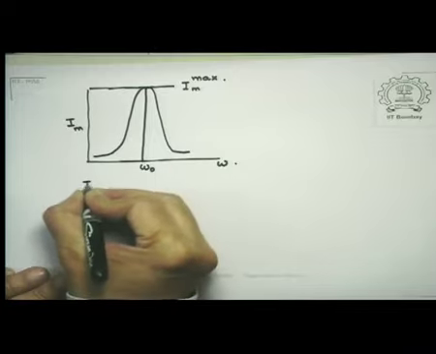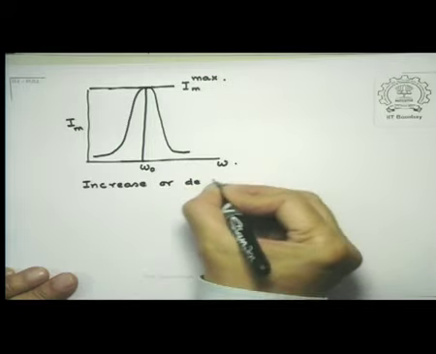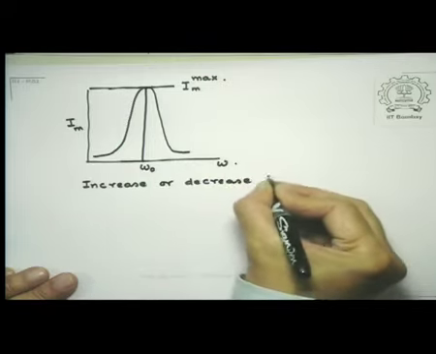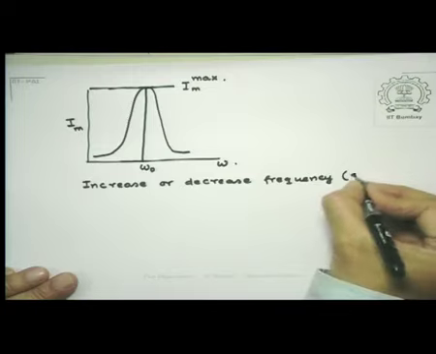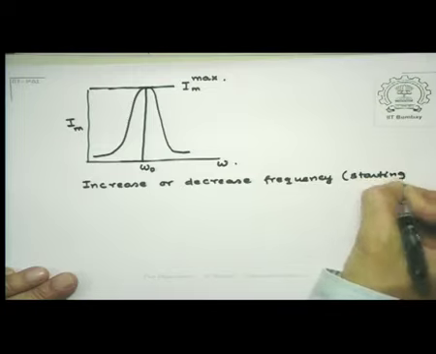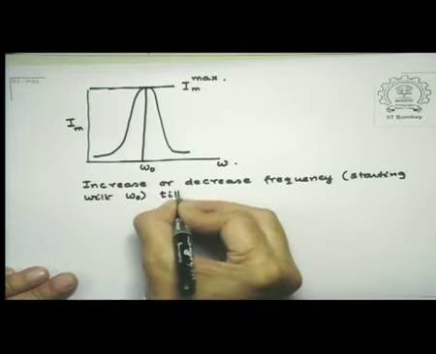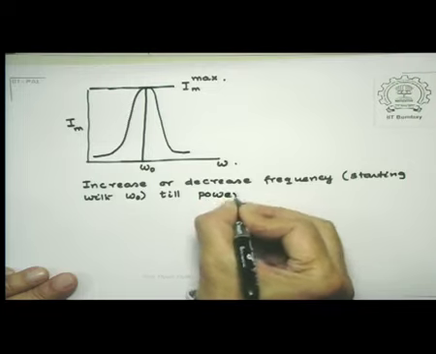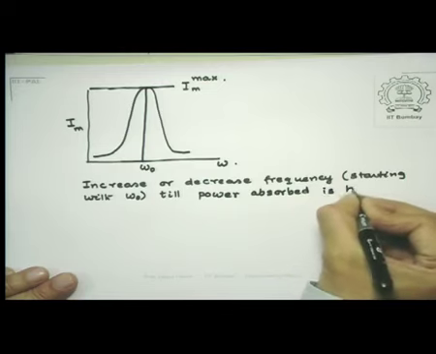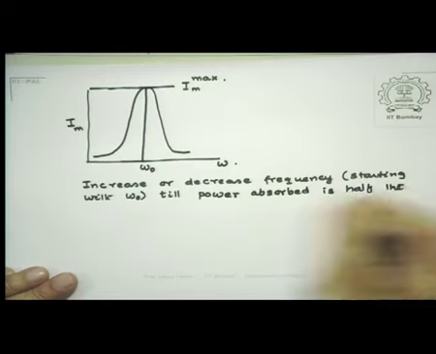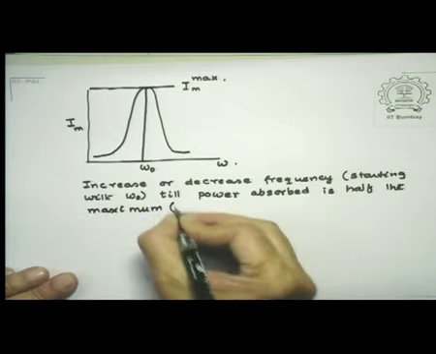So increase or decrease frequencies, starting with omega 0, till the power absorbed, average of course, is half the maximum power absorbed. This is what happens at omega 0.